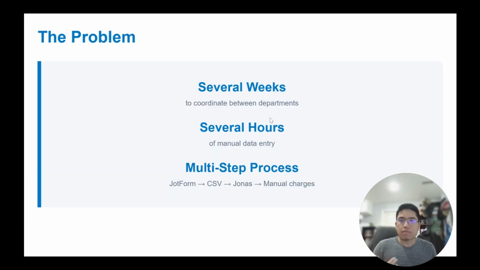So that's the problem. It takes several weeks to coordinate between departments, and there's several hours of manual data entry, and it's a multi-step process, right? It goes through a third-party platform, captured in a CSV file, and then you have to manually import it to Jonas, and then you have to manually enter in a service charge fee, and it's a lot of time wasted, a lot of extra work.